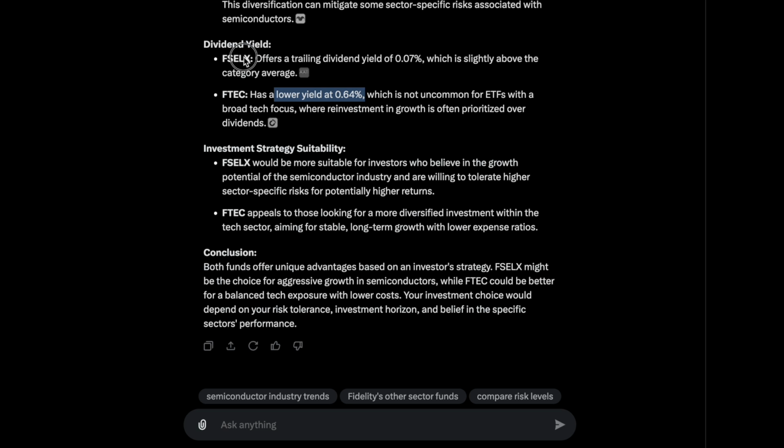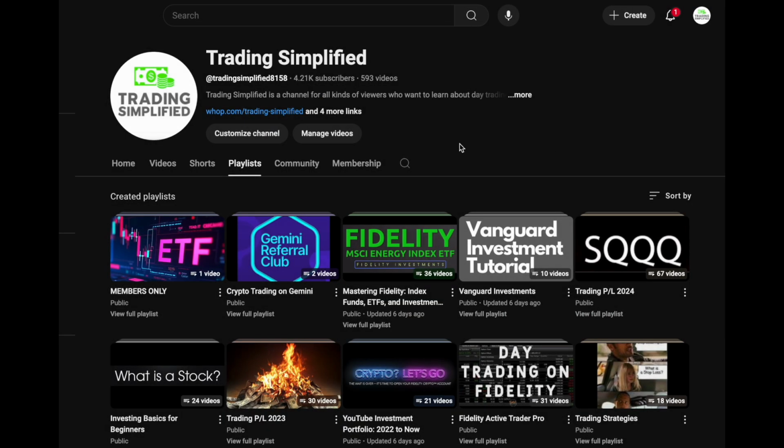And then when you think about long-term, FSELX is going to perform better if semiconductors are doing well, and vice versa. Investment strategy suitability, it's just showing that FSELX is more suitable for investors who believe in growth in semiconductors versus FTEC appeals to a more diversified investment within the tech sector, aiming for stable long-term growth. And that's why you see Microsoft, Apple, and NVIDIA within it, instead of just FSELX having NVIDIA being the most allocated. That's a review of FSELX and FTEC. Tell me what you think.